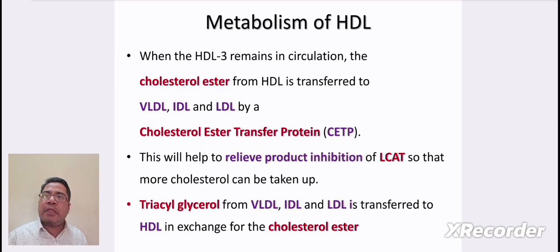When the HDL3 remains in circulation, the cholesterol ester from HDL is transferred to VLDL, IDL, and LDL by the cholesterol ester transfer protein. This will help relieve product inhibition of LCAT so that more cholesterol can be taken up. Triacylglycerol from VLDL, IDL, and LDL is transferred to HDL in exchange for the cholesterol ester.